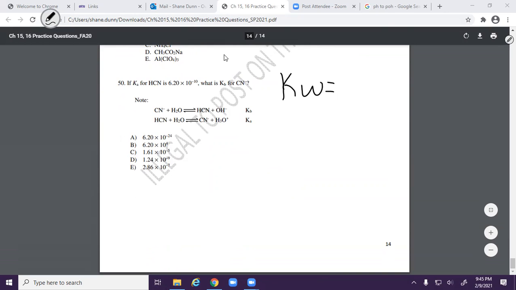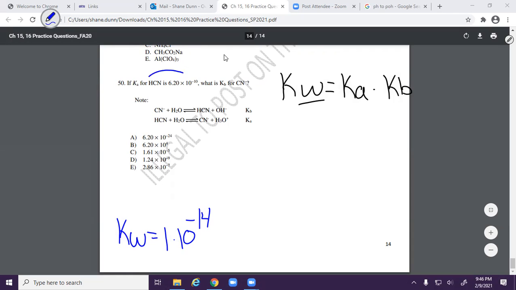Kw is equal to Ka times Kb. Now, I want you to guess what W stands for. Water. So Kw is actually a constant. That's 1 times 10 to the negative 14th power, right? All the 14s come from this number. That's the best way of explaining it, all right?